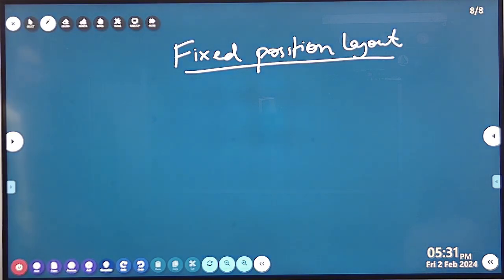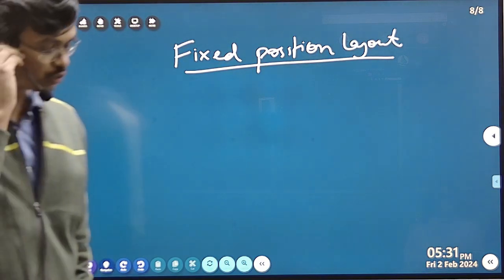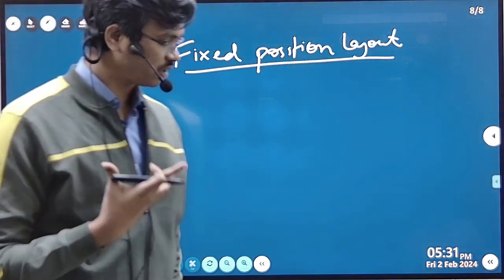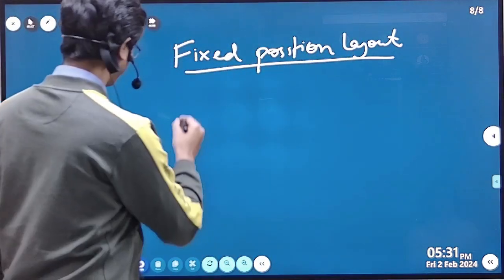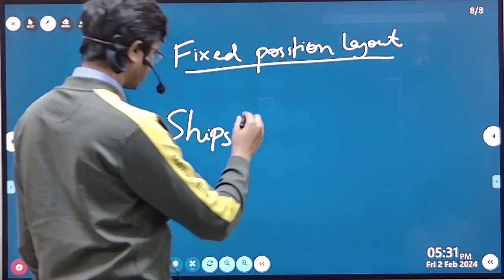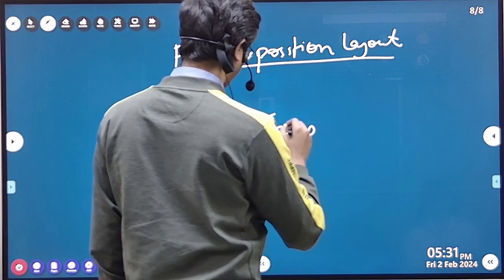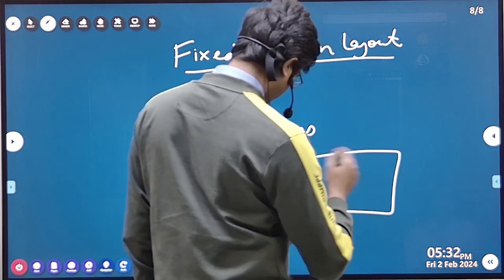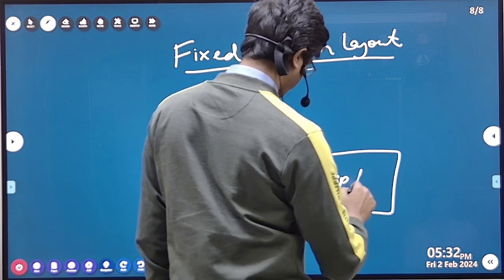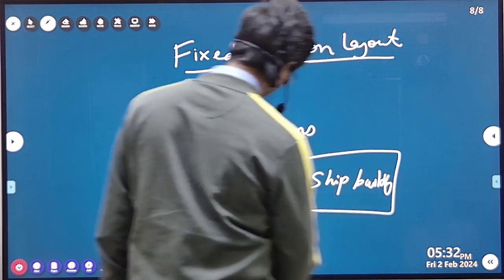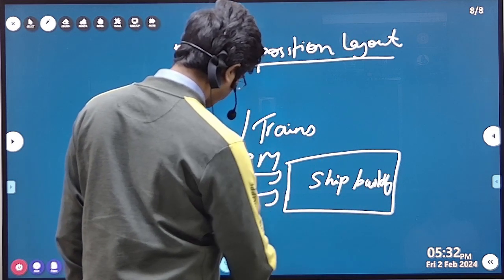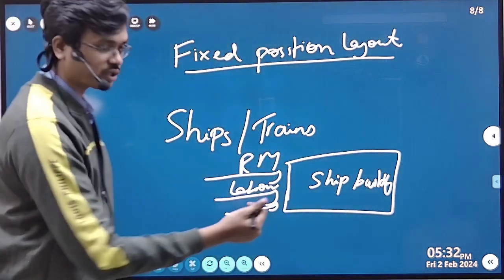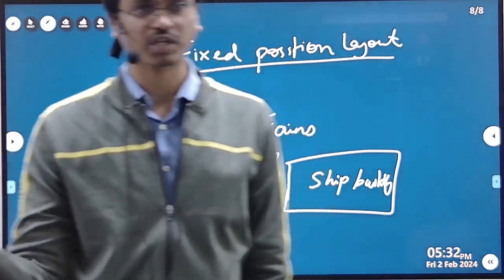Okay, so this kind of layout is for huge, very heavy capital equipment, say ships or trains. So what happens there? You will have a fixed point where the shipbuilding takes place. All your raw materials come in here, your labor comes in here, and everything needed for the ship to get completed comes to the place where the ship is being built, because a ship is huge, right? So you cannot keep moving it around in a factory.